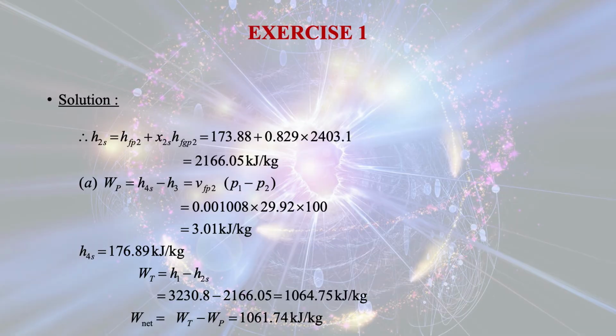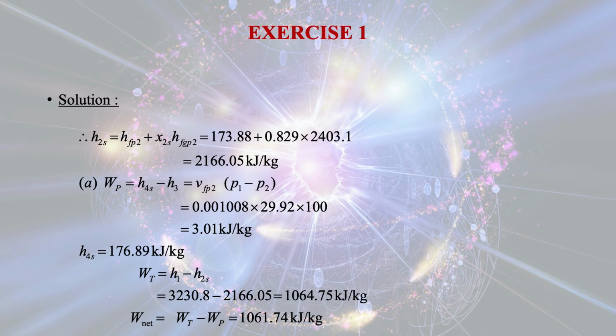Let us see how we can solve this problem. Once you calculate the dryness fraction, that is X2S, we can easily calculate H2S, because you know HL at that particular pressure, that is enthalpy at the liquid line. You can calculate the HLG, so you can calculate H2S, that comes out to be, for this particular problem, 2166.05 kilojoule per kg.